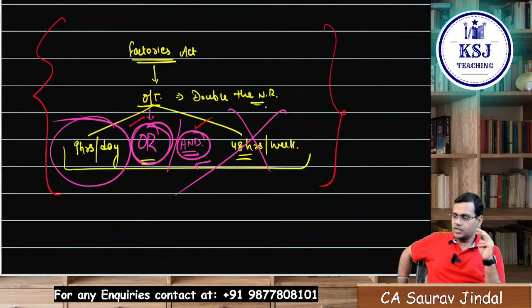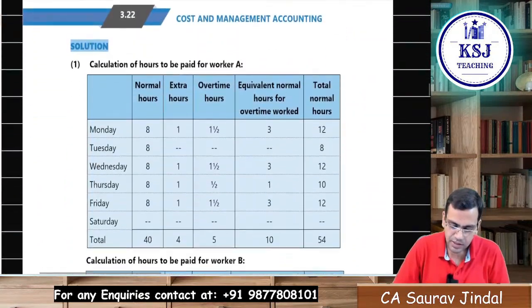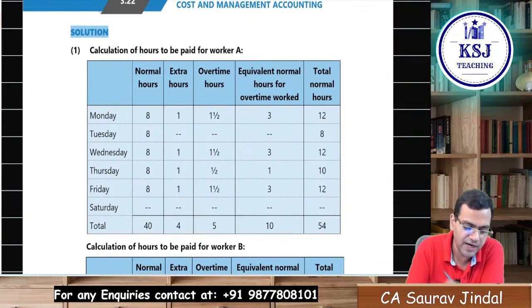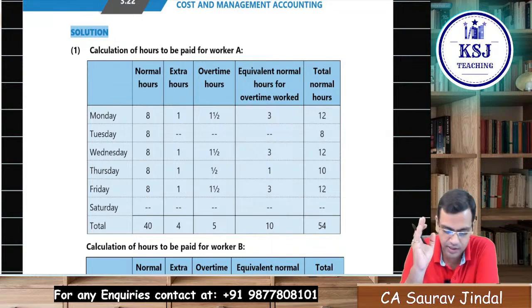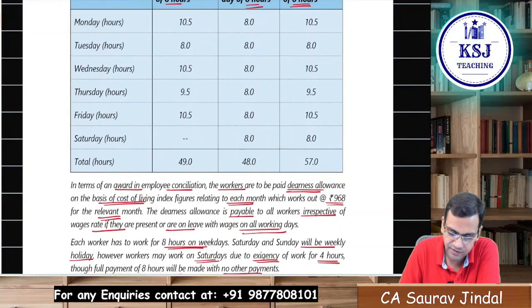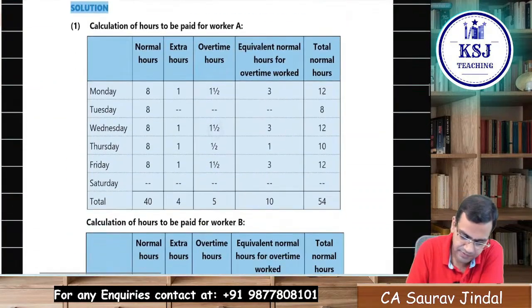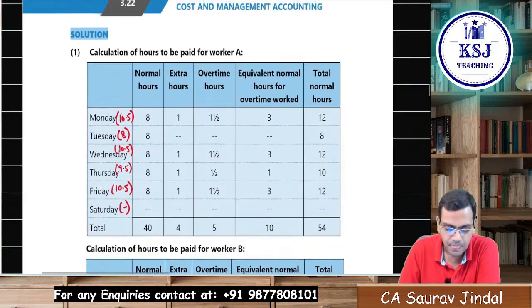Let's do the solution now. Chalo, let's do it. So for worker A, first thing we need to find out is the total number of hours in a particular week for which worker A is working, right? He is working for 10.5, 8, 10.5, 9.5 and 10.5. So I'll write here 10.5, 8, 10.5, 9.5, 10.5. Clear?